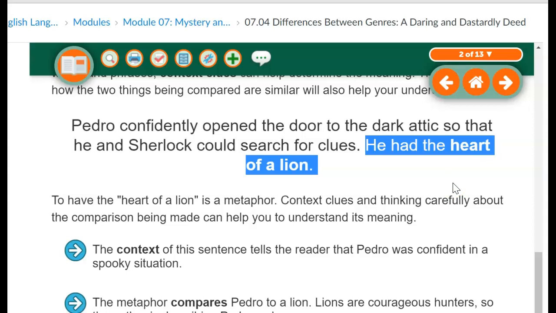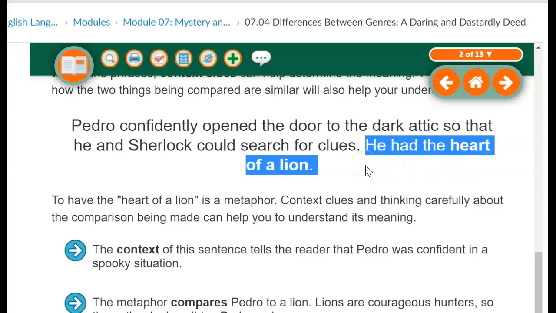Remember, a simile will use like or as, and a metaphor just compares two things without like or as. I saw someone's hand up. Who was it? What do you think? Who thinks it's a simile? Give me thumbs up. Who thinks it's a metaphor? Thumbs up. I'm not seeing very many thumbs. So there's no like or as, so this one would be a metaphor.